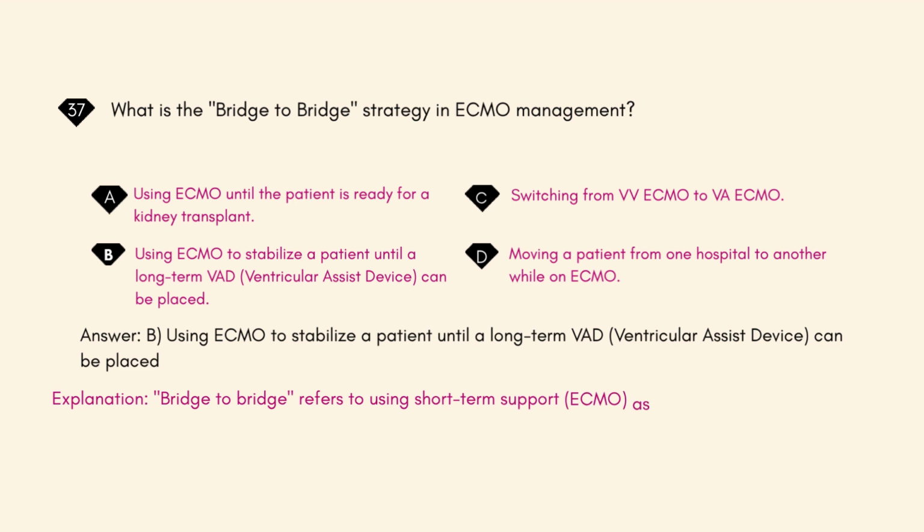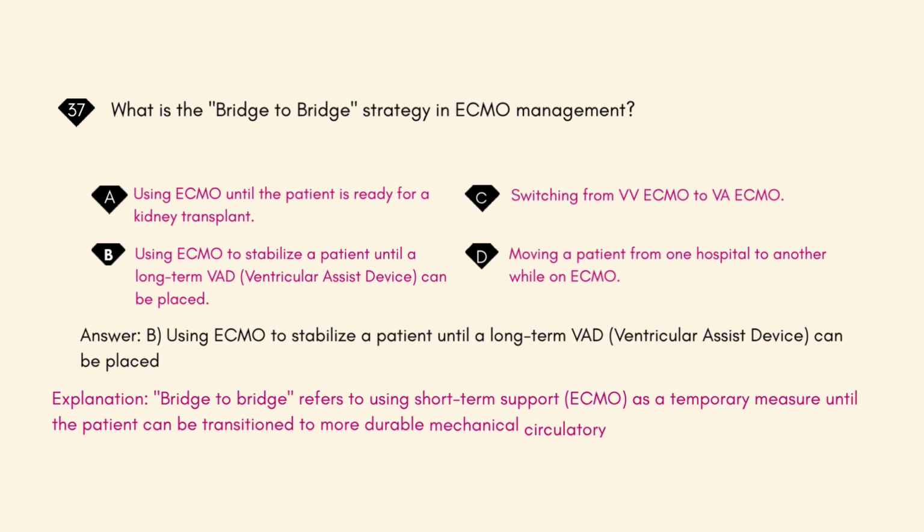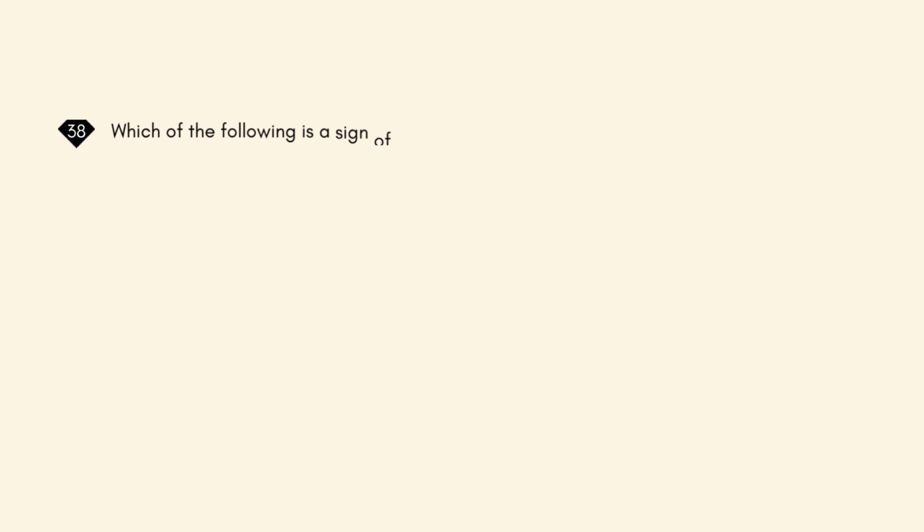Explanation: bridge-to-bridge refers to using short-term support, ECMO, as a temporary measure until the patient can be transitioned to more durable mechanical circulatory support. Which of the following is a sign of oxygenator exhaustion?